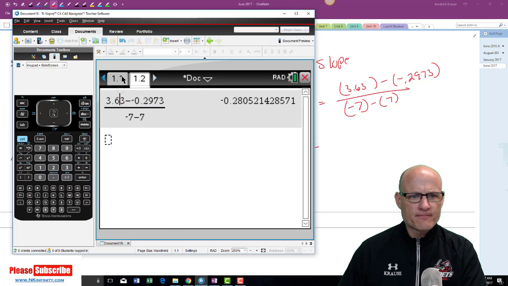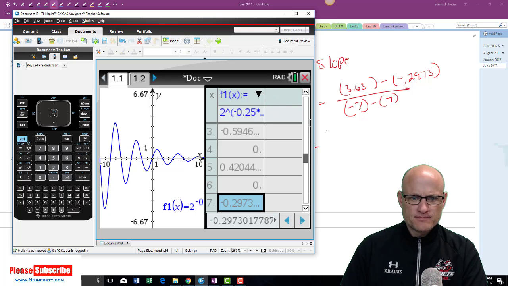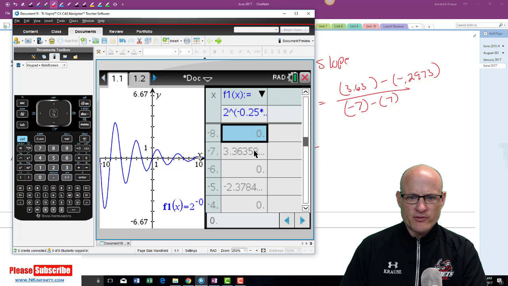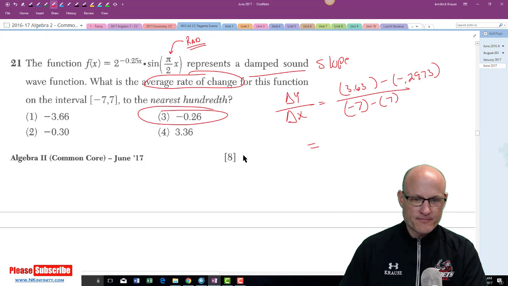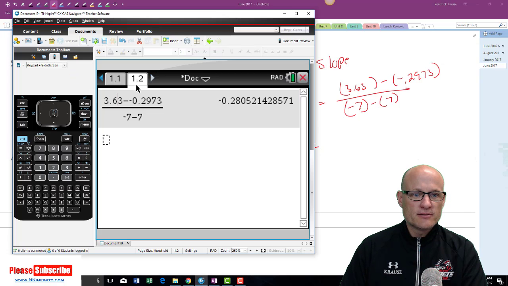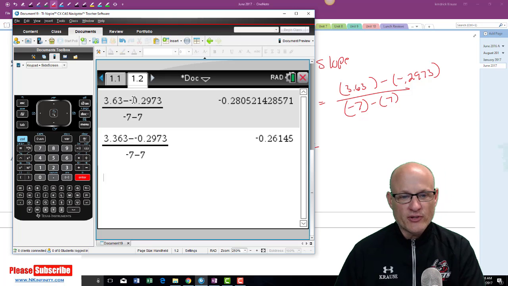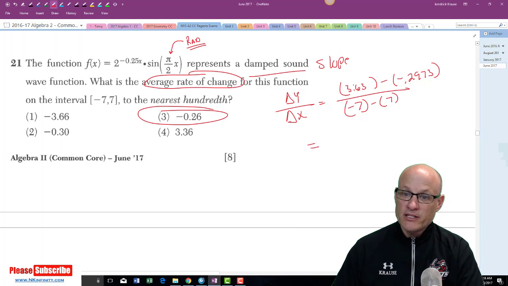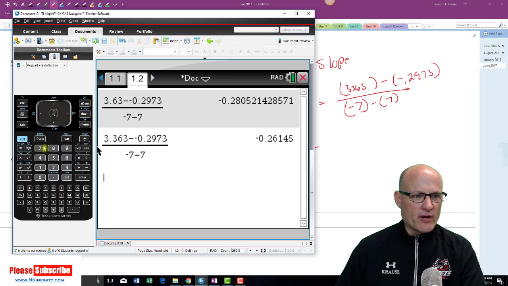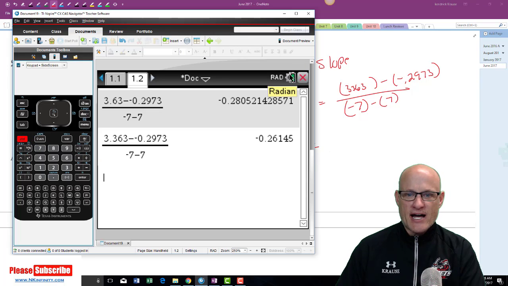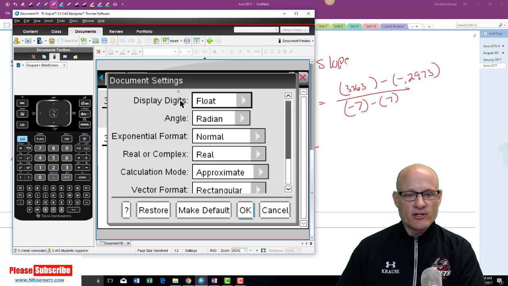Hold on. I thought it was 363. It's 363. That's why. There it is. -0.26. Okay, so I put it in there wrong. But in order to avoid that, by the way, I was not in radian mode. I just checked it. I just put it in there, but I should have showed you what I did. Go to document settings. I was in degree mode.